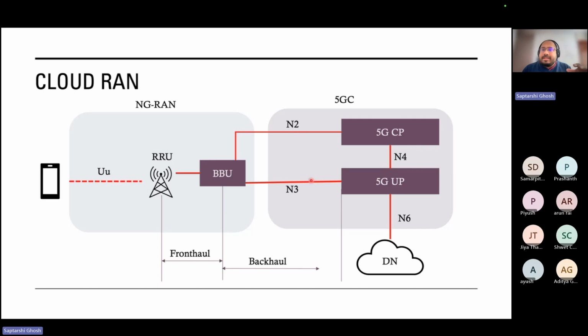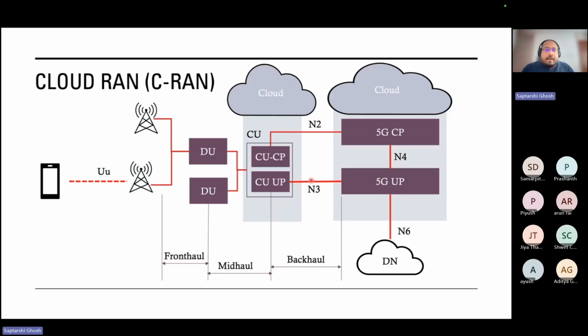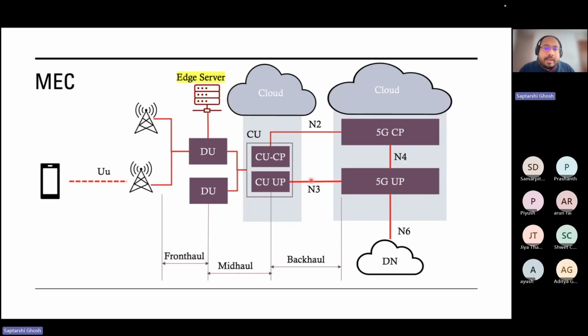Go and have a look with this basic understanding of cloud native and microservices, how these ideas can be used to understand how modern telecommunication systems work. Cloud RAN, and there's one more entity called MEC, or multi-access edge computing. These are the two prominent examples of implementing cloud in telecommunication systems.